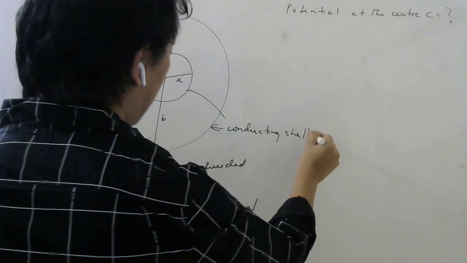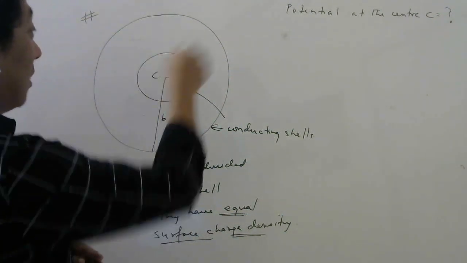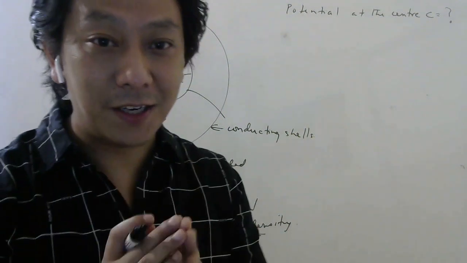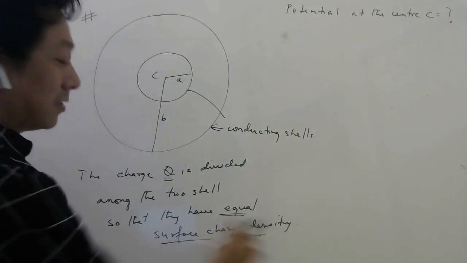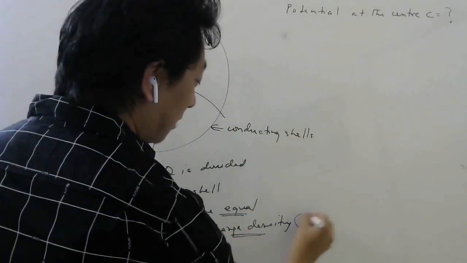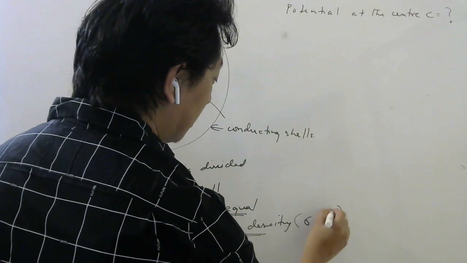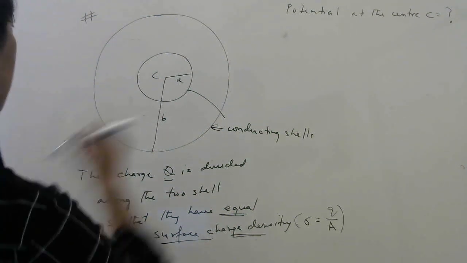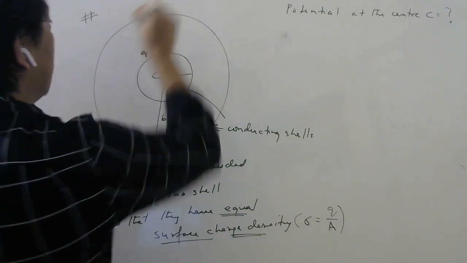They have given, and they have given you the total charge which is distributed among this and this. In what way? It is not divided equally. It is divided in such a way that they should have equal surface charge density. Surface charge density means sigma, right, which is nothing but charge by area. Whatever charge is there divided by area. Okay, students, fine. So let us say this has charge q1, and let us say this has charge q2.